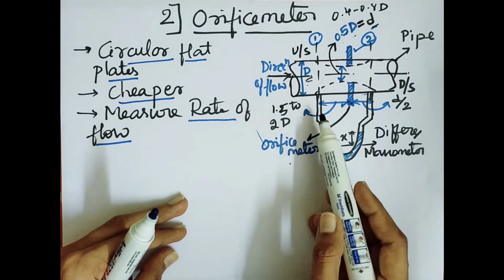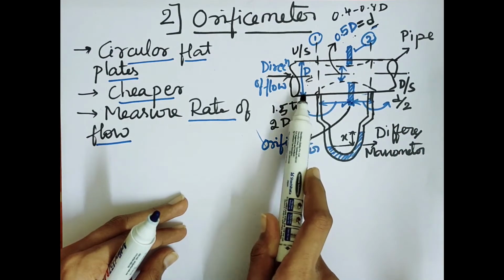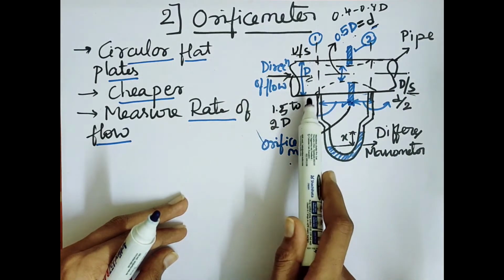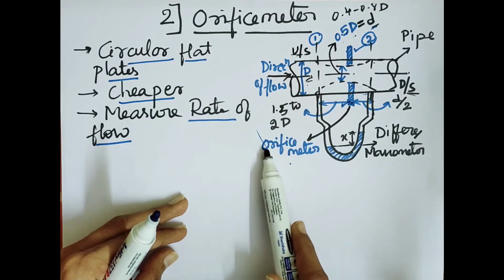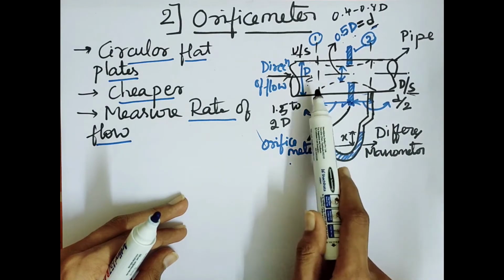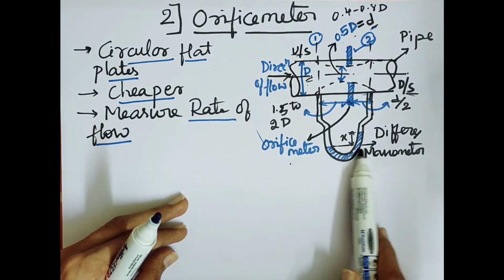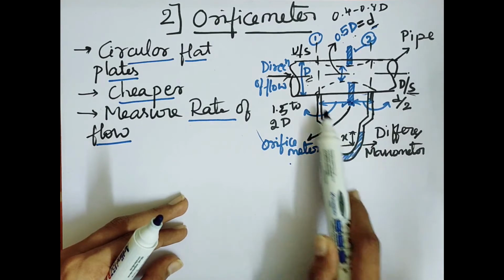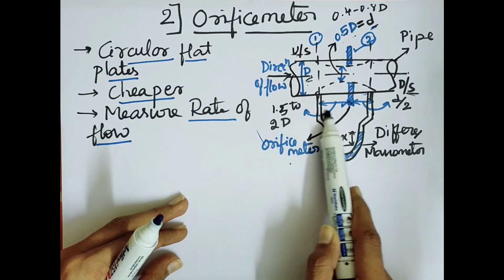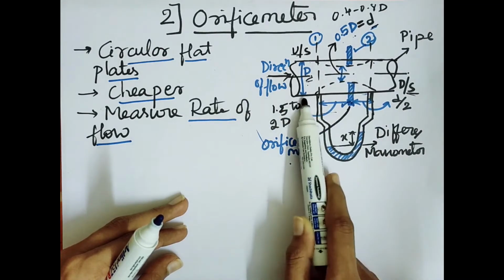Here we have selected two sections, section 1 and section 2. Section 1 is at the upstream and section 2 is at the downstream. Between these two sections we have fitted a differential manometer, which is used to measure the pressure difference.